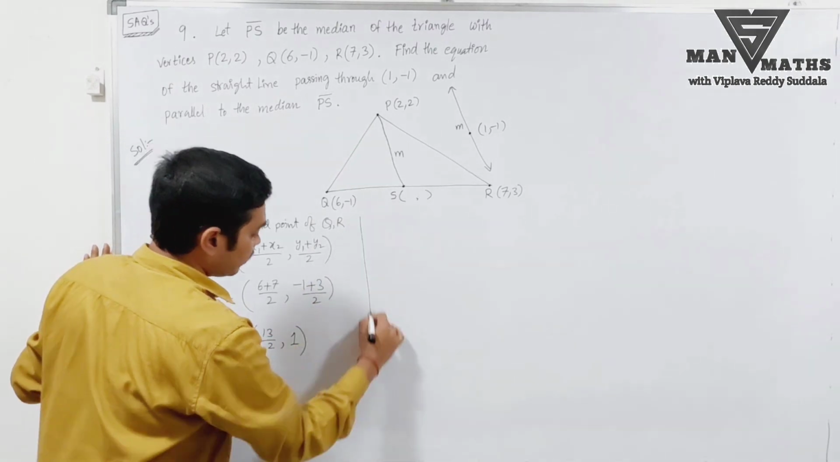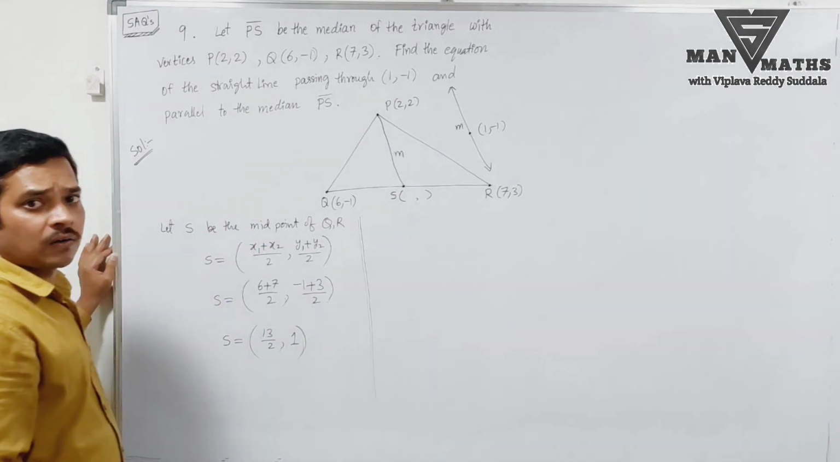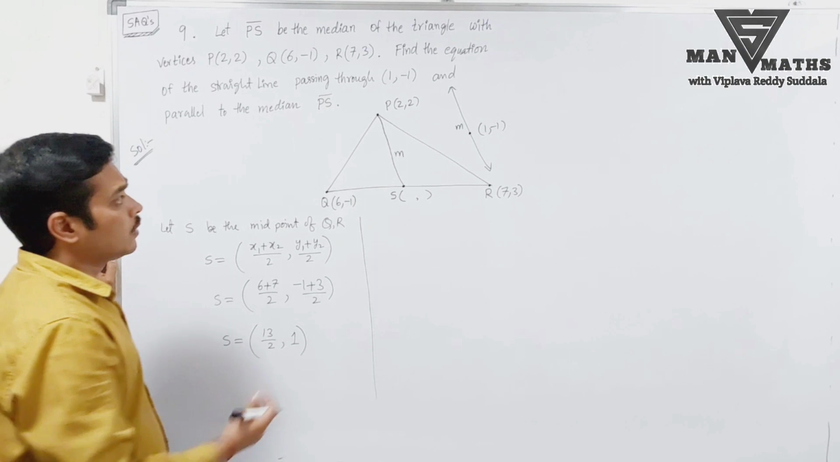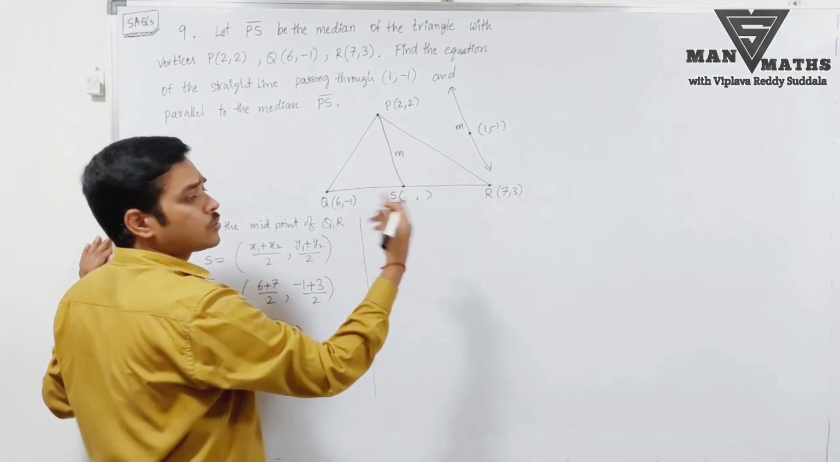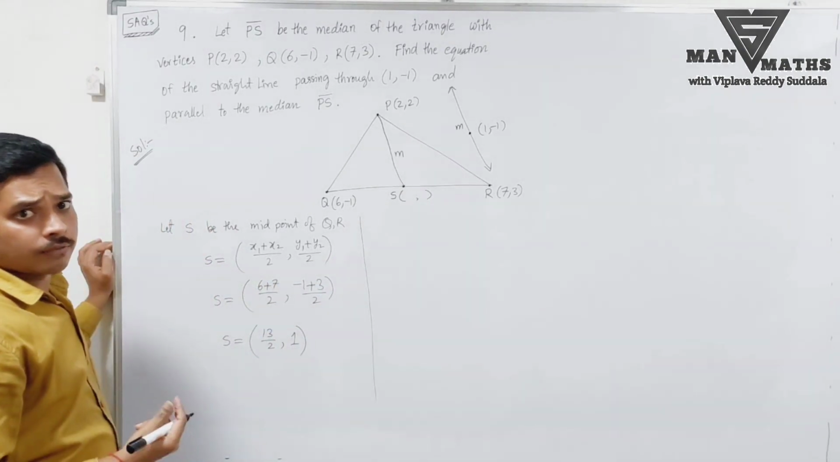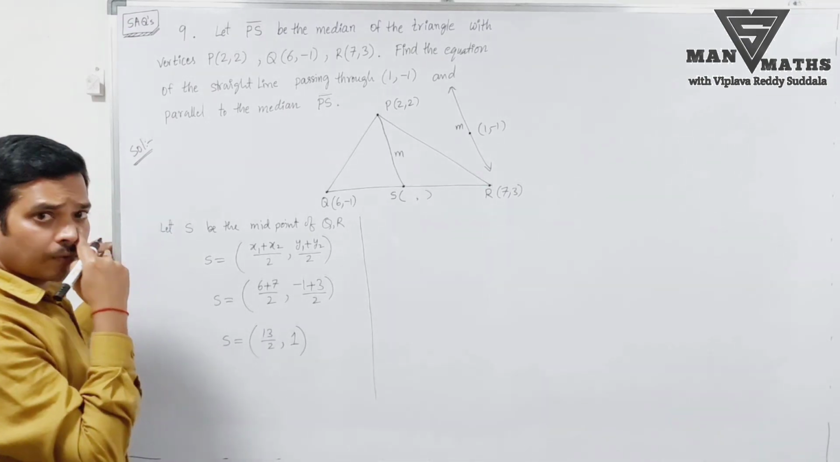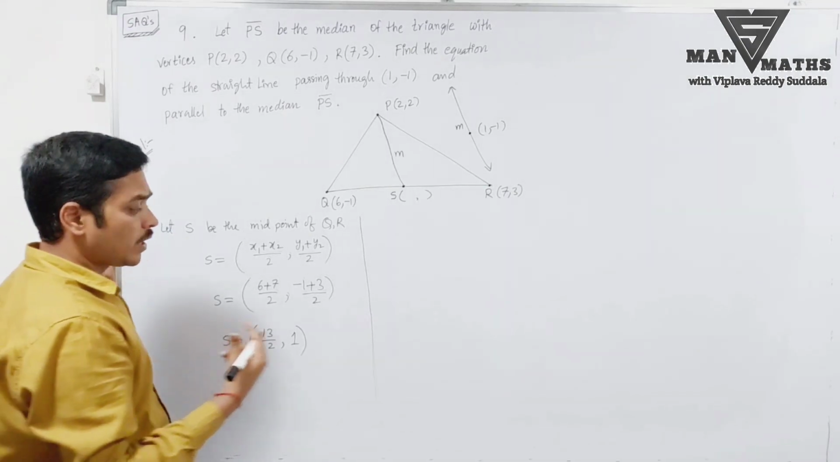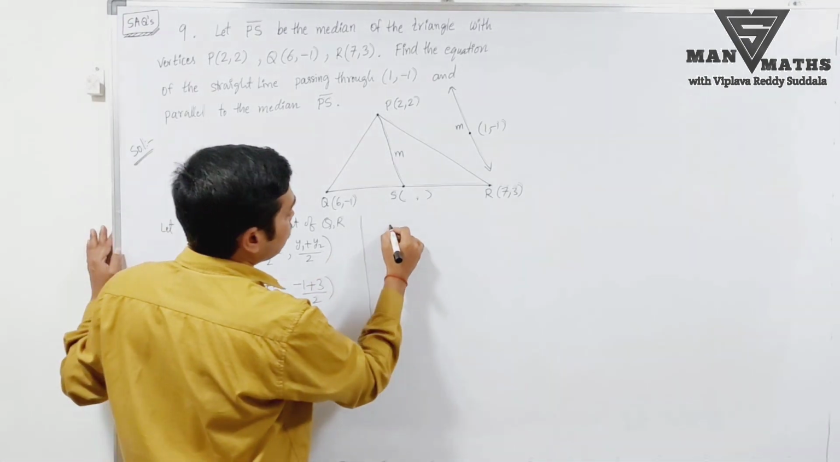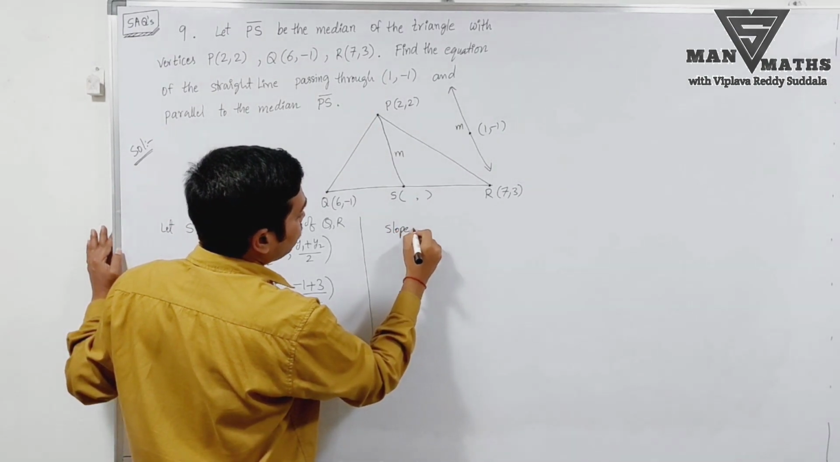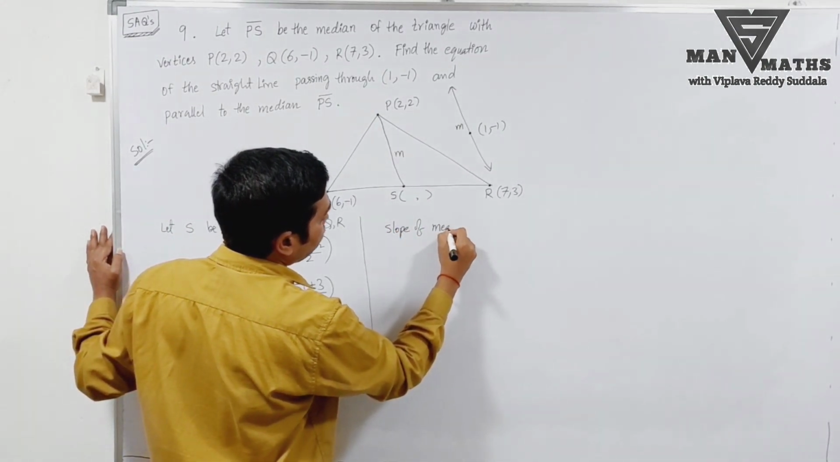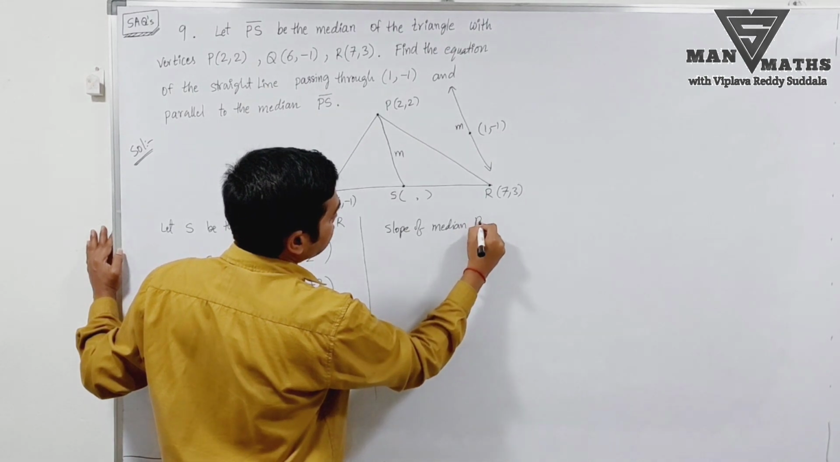Now find out the slope of PS. If two lines are parallel, slopes are equal. No need to find the equation of PS. Just find the slope of median PS.